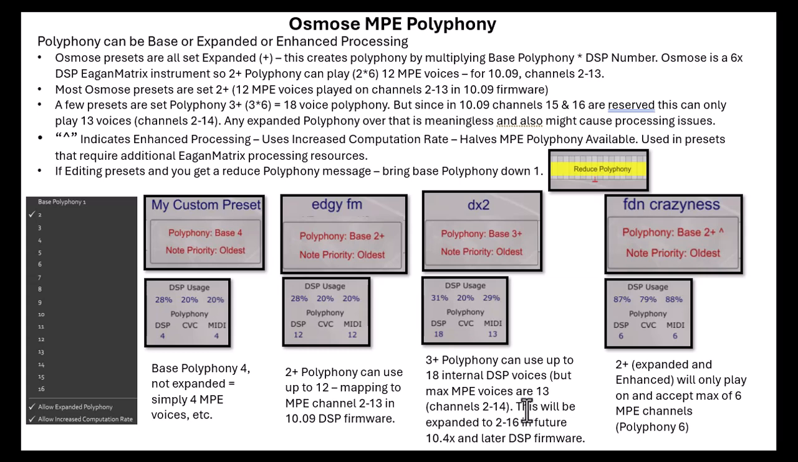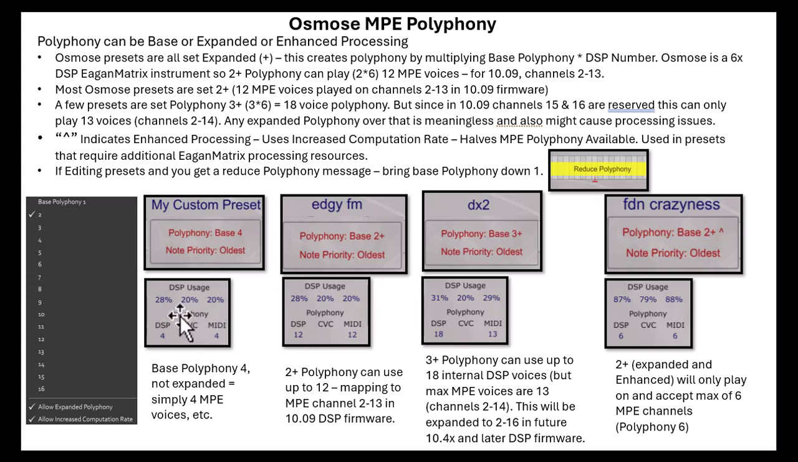In the future, you'll be able to output on all MPE voices 2 to 16 when 10.4x is available for Osmose. Now, most presets are set polyphony 2 plus, so most presets will be outputting on channels 2 to 13, and you also cannot input on any channels that are outside that as well, or you'll get dropped notes.